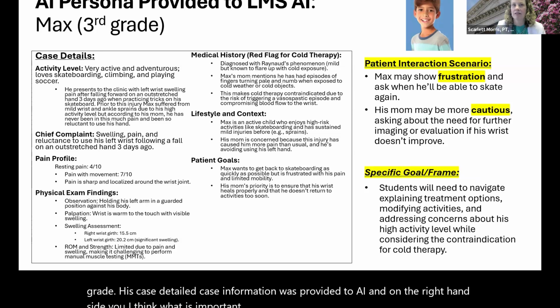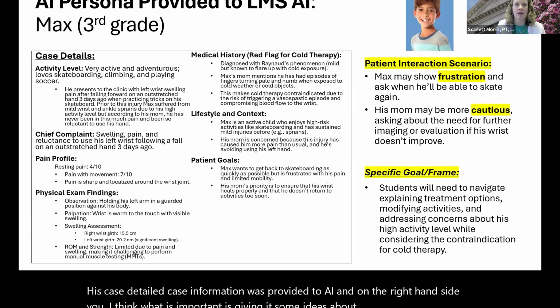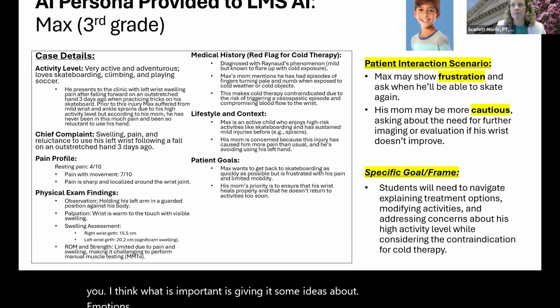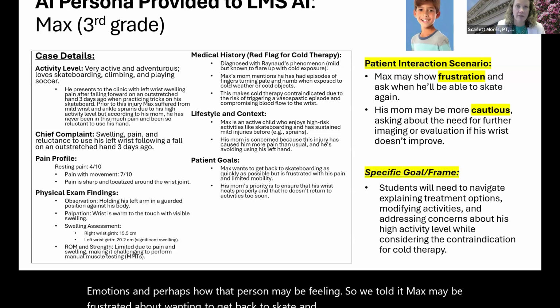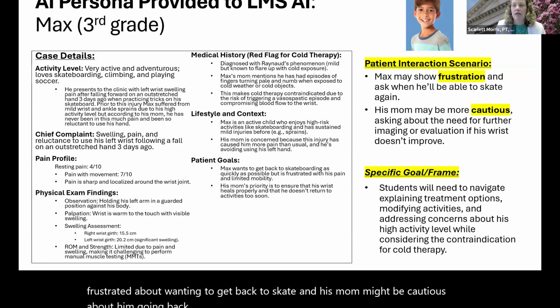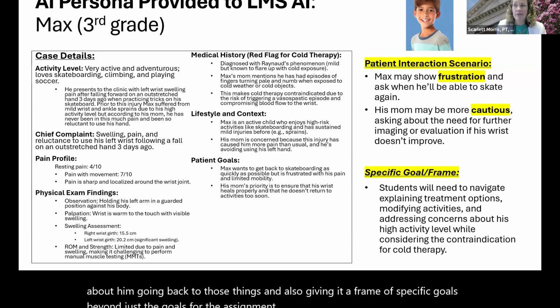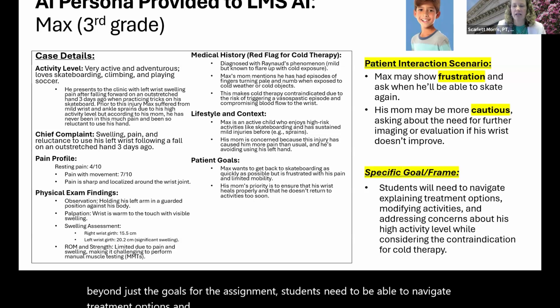On the right-hand side, you see what I think is important, which is giving it some ideas about emotions and perhaps how that person may be feeling. So we told it Max may be frustrated about wanting to get back to skating, and his mom might be cautious about him going back to those things. And also giving it a frame of specific goals beyond just the goals for the assignment. Students need to be able to navigate treatment options and especially consider contraindications as part of the specific goal for this one.